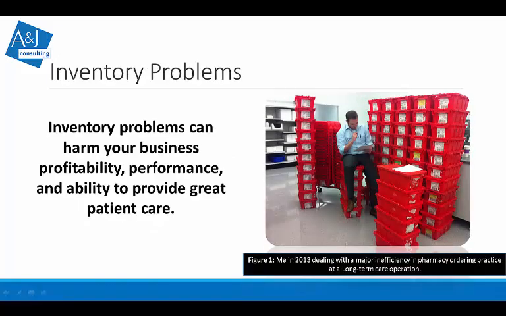So inventory problems can harm your business, your profitability, performance, and ability to provide great patient care. Here's me back in 2013. I was dealing with a major issue. For some reason, the wholesaler had it set up so that when we ordered, and we were using the wholesaler ordering system, and I won't mention the wholesaler by name, if you've worked in a pharmacy, you might recognize these red totes. But anyway, we would order from this wholesaler, and we would send like 100 different items in our order. Well, there was a glitch in their system. Their wholesale distribution site would put one bottle in one tote rather than however many bottles will fit in a tote. It would literally put one bottle to a tote.